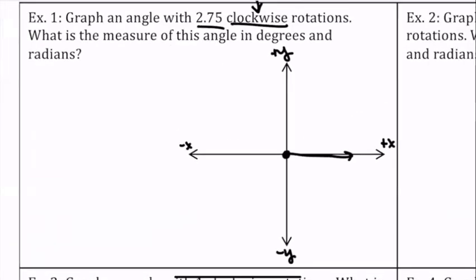There we go. And if I'm going clockwise, I'm going to go 2.75 times around. So if I go one time around, it would look like that. That was one circle. I'm going to go a second circle. That is 2 times around. I'm going to go 2.75.